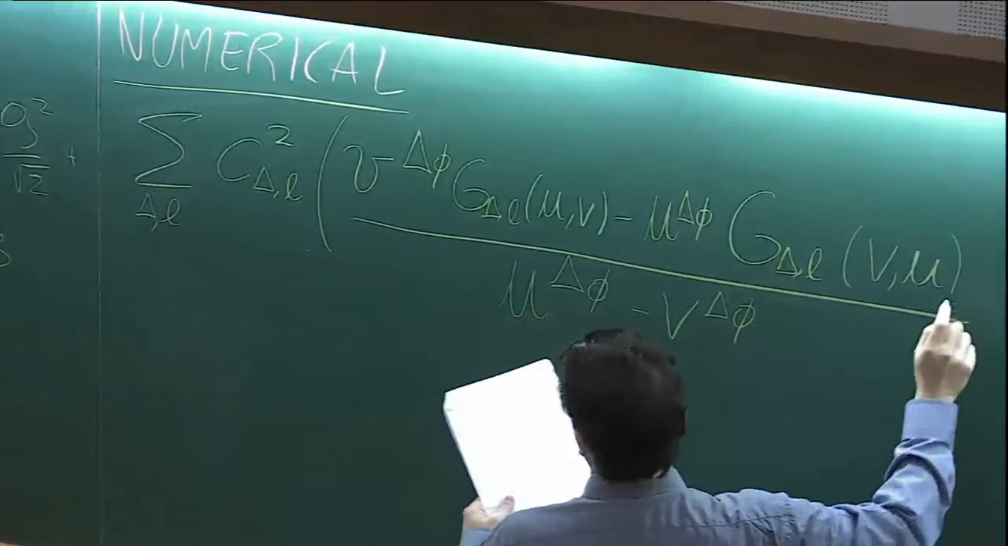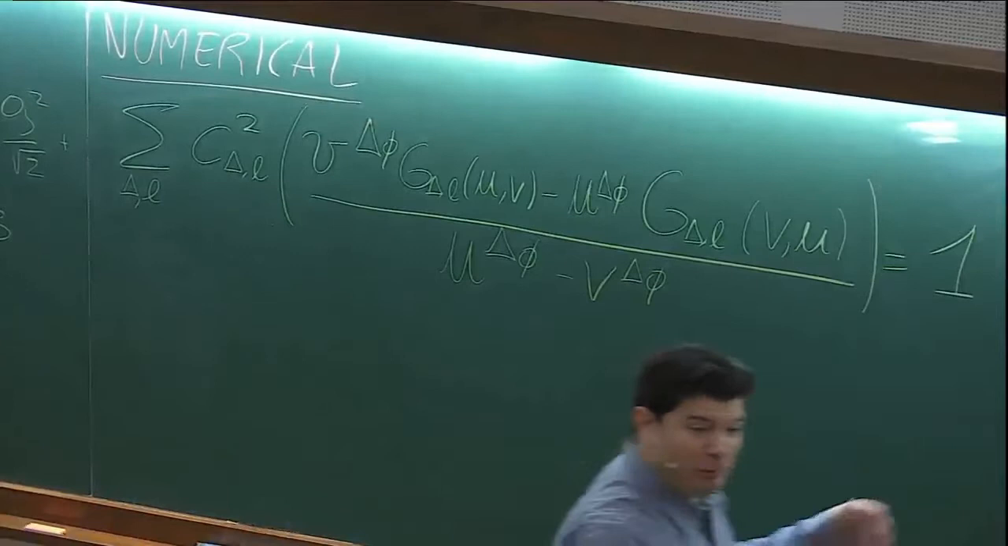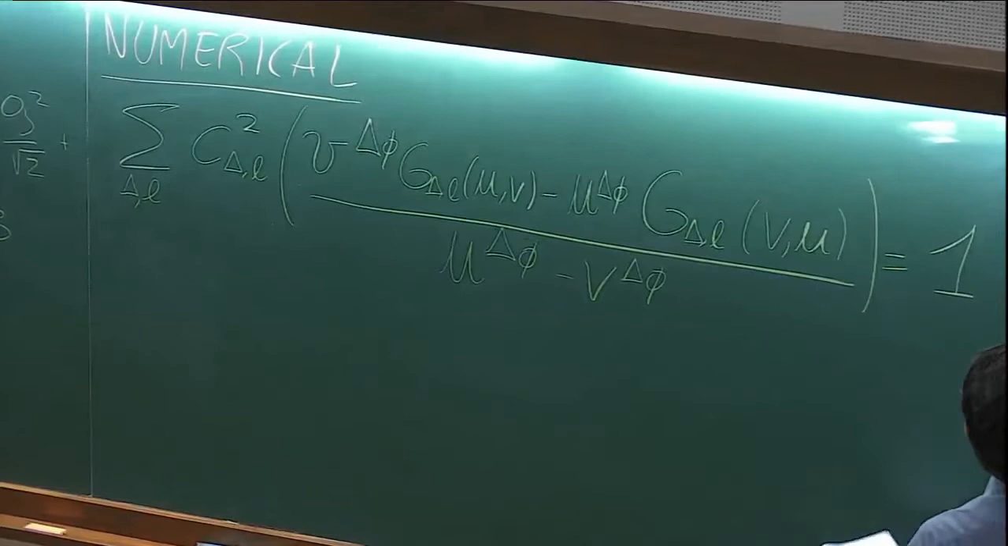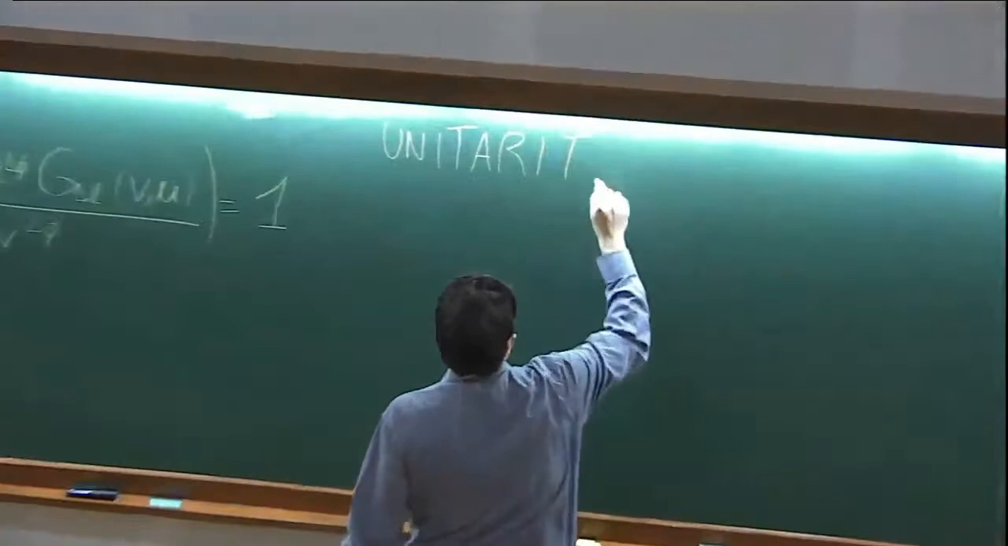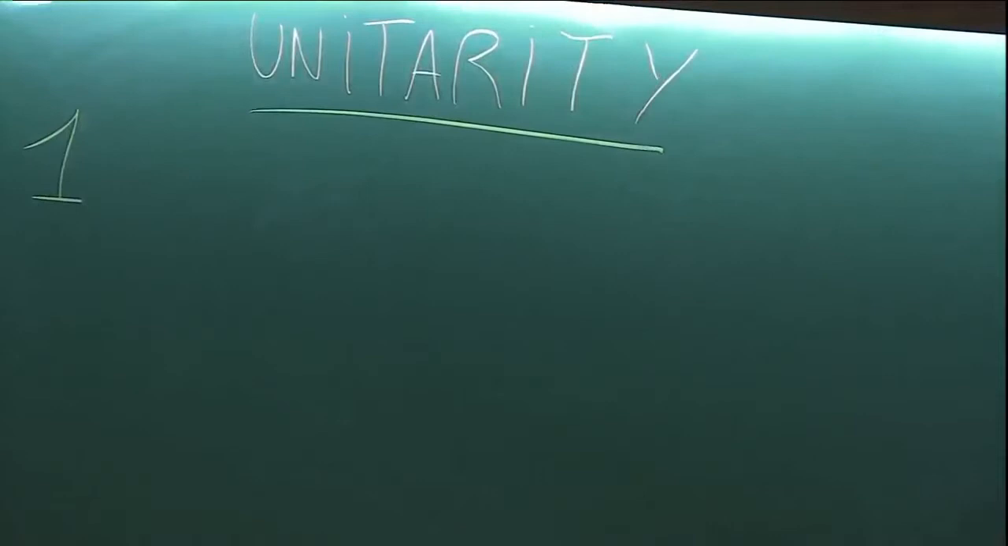Now, the idea of the numeric bootstrap, the first observation is that this equation becomes much more powerful when we supplement it by another physical constraint. And this physical constraint is unitarity. Unitarity implies the following. When you have a theory and you require unitarity, so you are using quantum mechanics, probabilities cannot be negative. They are always non-negative numbers. Furthermore, the norm of the states of your theory should always be bigger or equal than 0. In conformal field theories, it is very much the same.